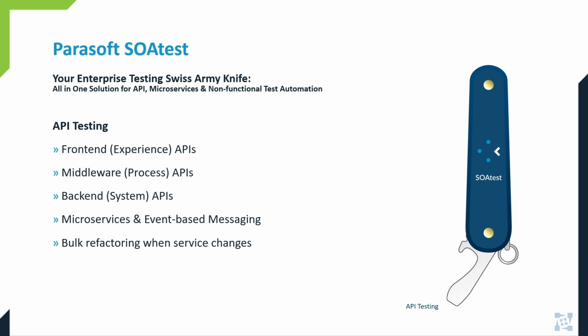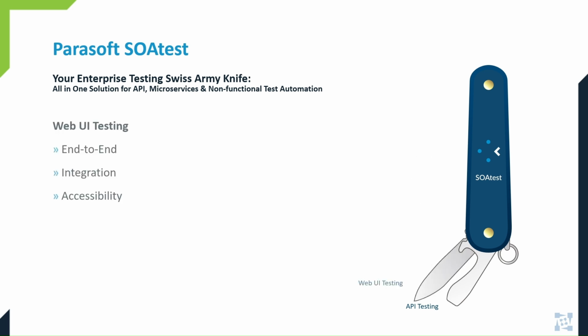SOA Test supports over 120 message formats and protocols, enabling it to support a vast and wide range of use cases and tech stacks, which is just perfect for scaling across an enterprise. And it enables teams to easily maintain their test cases when services change with its change advisor capability that will identify and bulk refactor impacted test cases. It also supports web UI testing with its record and playback features and provides users with an easy solution for end-to-end integration and even accessibility testing for WCAG related issues.